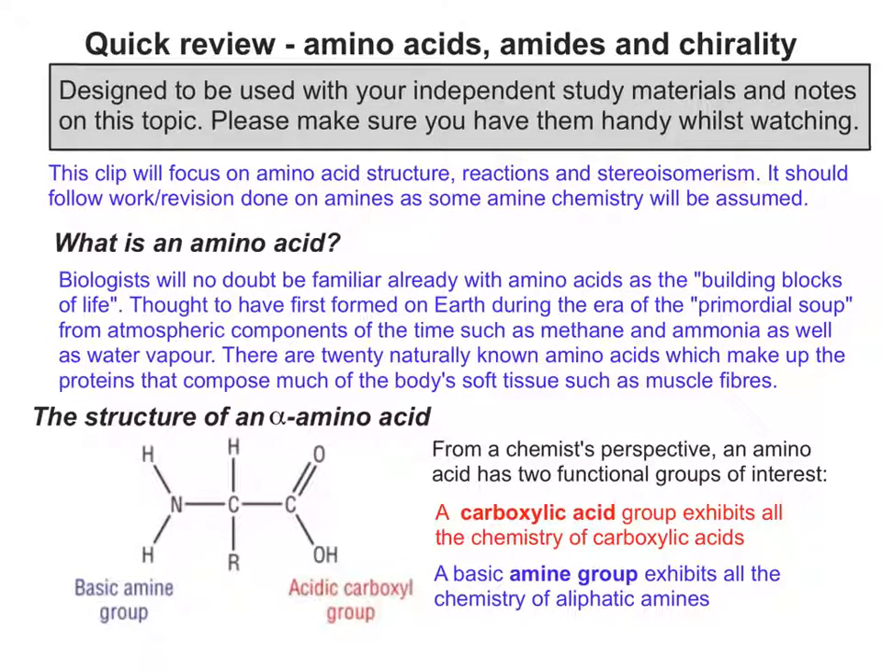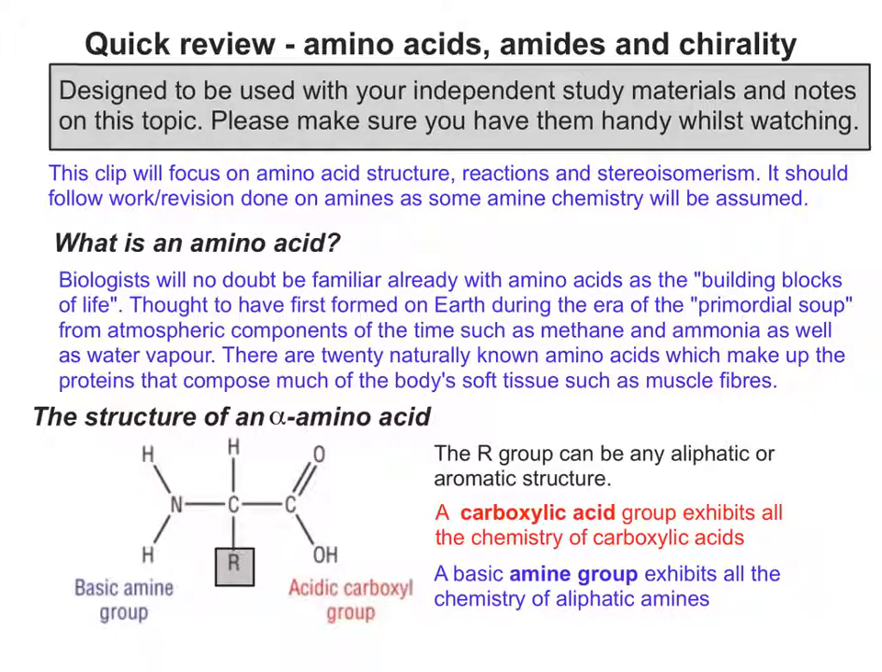However, from a chemistry point of view, an amino acid has two interesting functional groups. It's got carboxylic acid at one end, and it's got an amine group at the other. And each of those can exhibit all of the chemistry and chemical reactions of the carboxylic acids, in the case of the carboxyl group, and of the amines, in the case of the amine group.